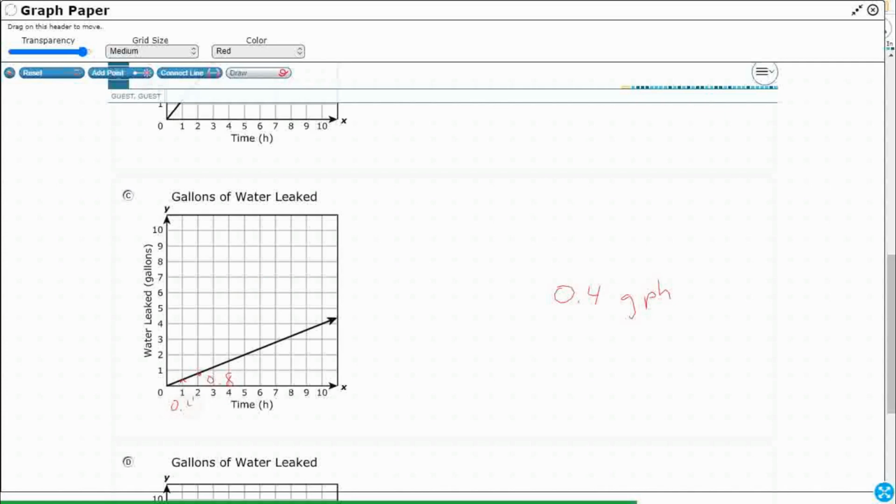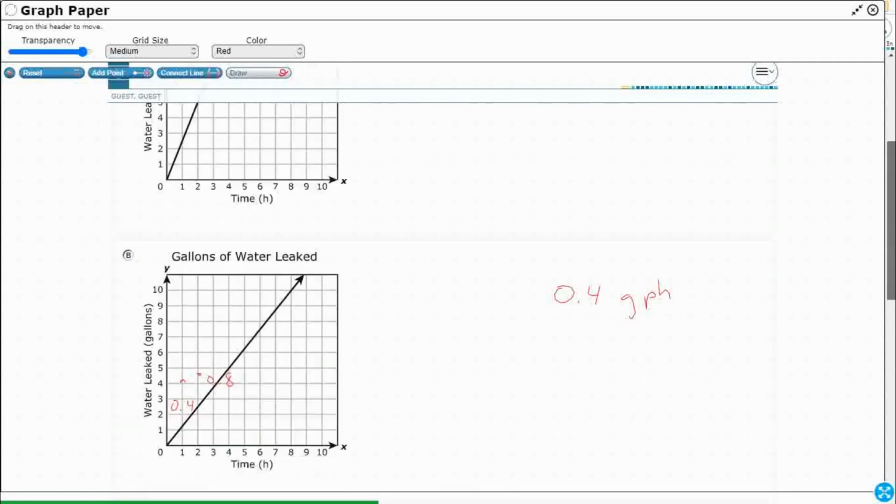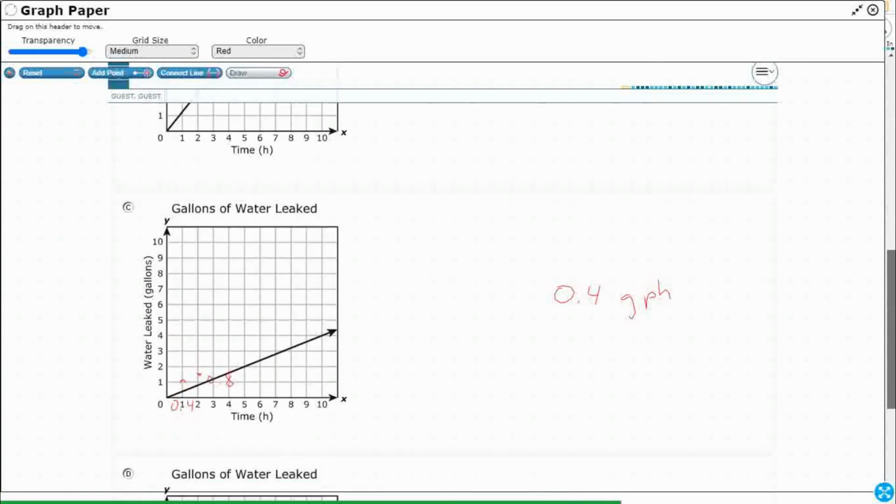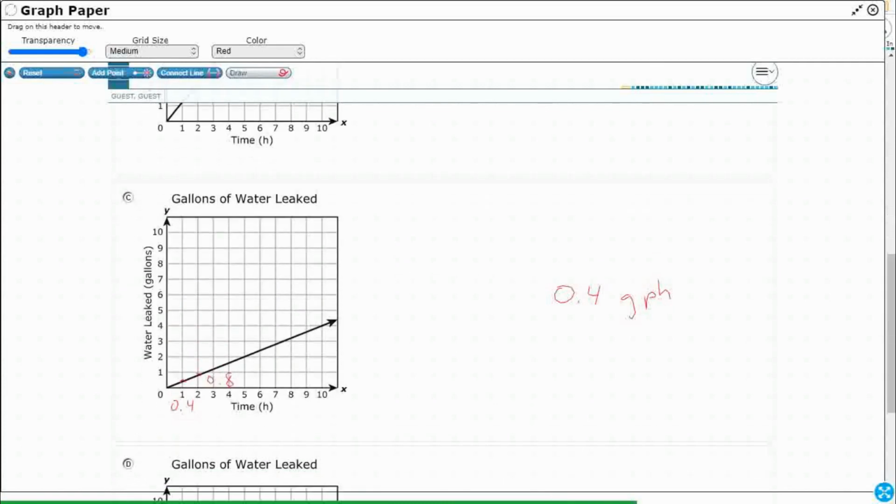And honestly, you could have solved this problem without finding the unit rate, because look, at the very top, they gave you 0.8 of a gallon for every 2 hours. So you could have just gone down here, and you could have just found, look at this, 2 hours, boom, you got 0.8. So C is looking pretty good. It kind of keeps that flat unit rate.